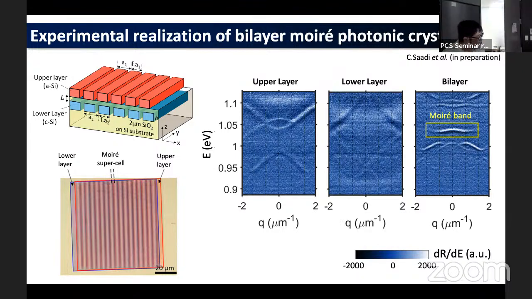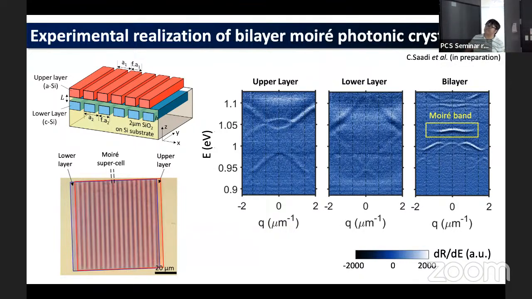So what we see here is a moiré modulation. It's not the period of each layer. But then we do it on purpose to have a small region. Actually, it's not small, it's a few microns. So it's more than enough to perform measurements. We can measure the band structure of the upper layer, the band structure of the lower layer, and also the one of the moiré supercell.